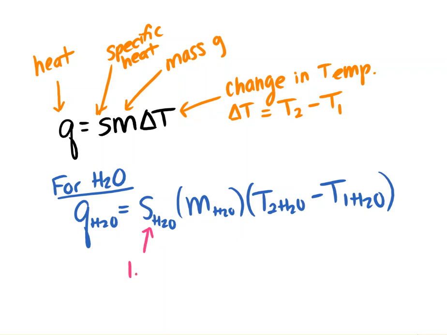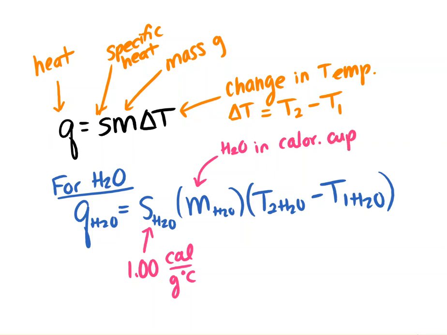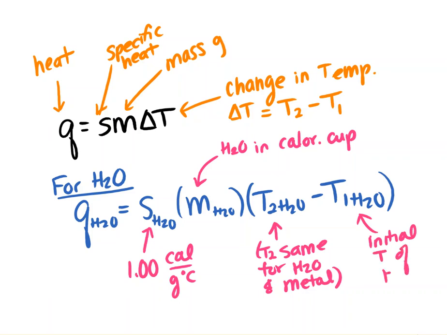The specific heat for water is given on the table 1. And it's given in calories per gram degree C. So we're using calories in this experiment. The mass here is the mass of the water in the calorimeter cup. It's not the boiling water, it's the mass in the calorimeter cup. The T2, remember that this T2 is for after the metal has been in the cup for a while. So just kind of note it's the same for both. T1 for the water, it gives you as the initial temperature before you added the hot metal. And this again is the calorimeter metal, or calorimeter water.